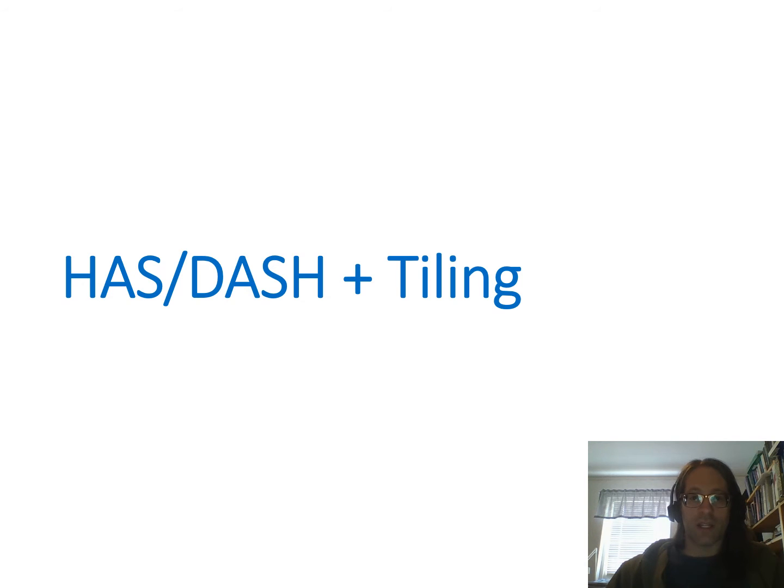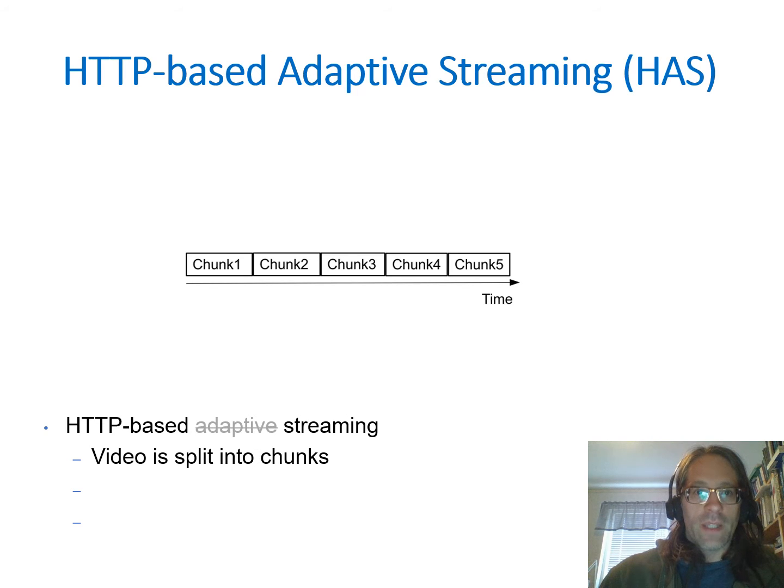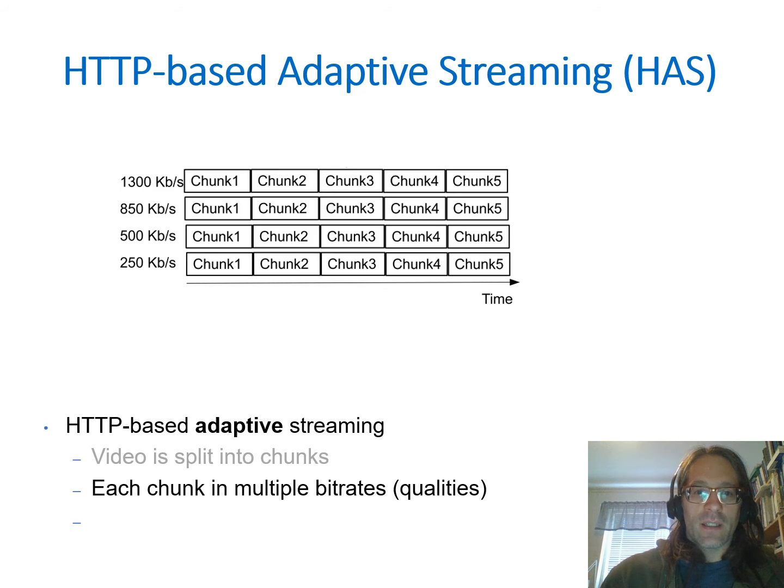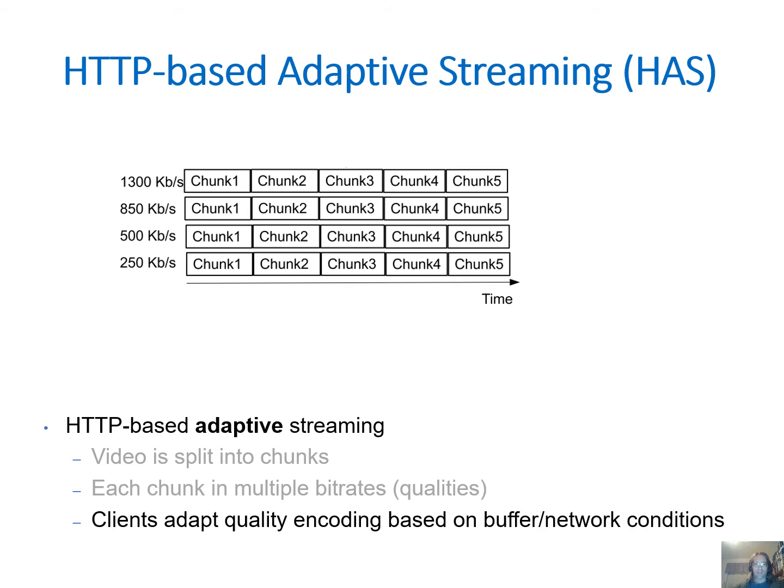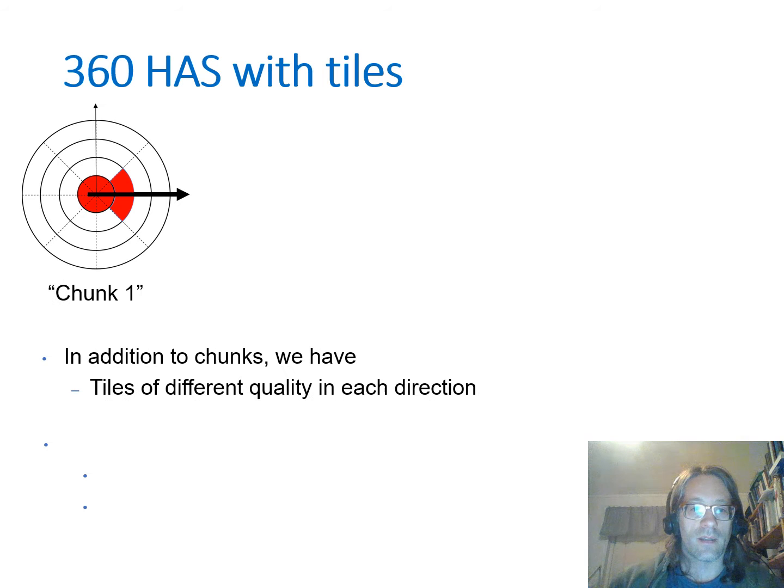So one way of doing that is with the help of DASH and tiling. With HTTP adaptive streaming, the video is first split into chunks. Then each chunk is further split into different bit rates. And clients adapt the quality based on current buffer and network conditions. For example, a client might start at the low quality and then increase the quality based on the network conditions that it observes. In the context of 360, we might have something along these lines.